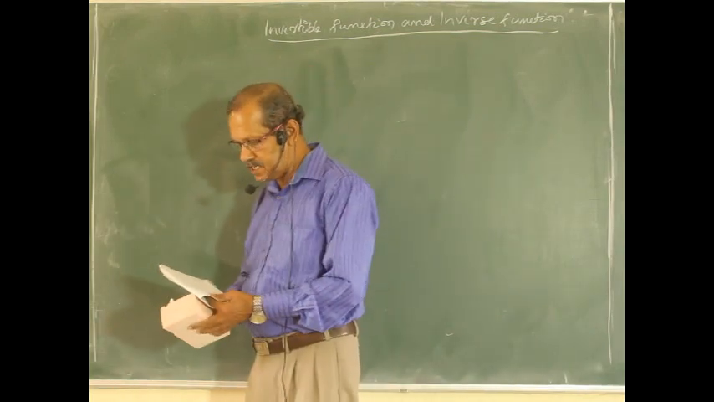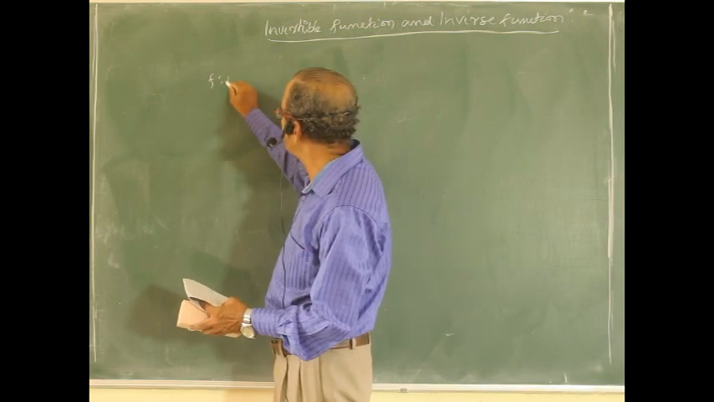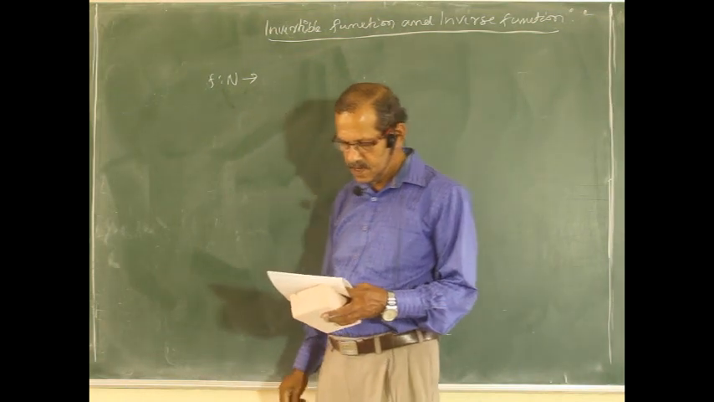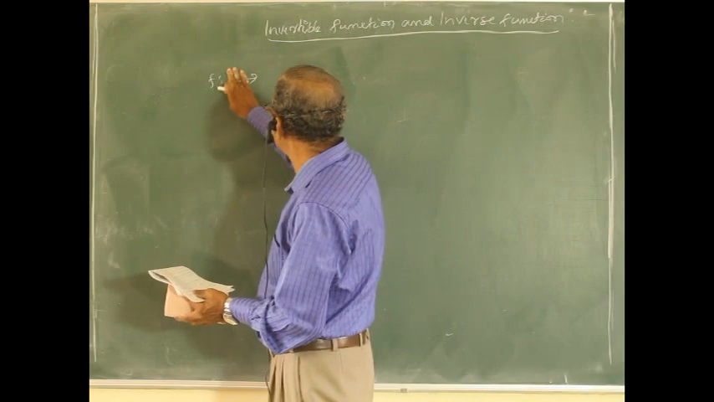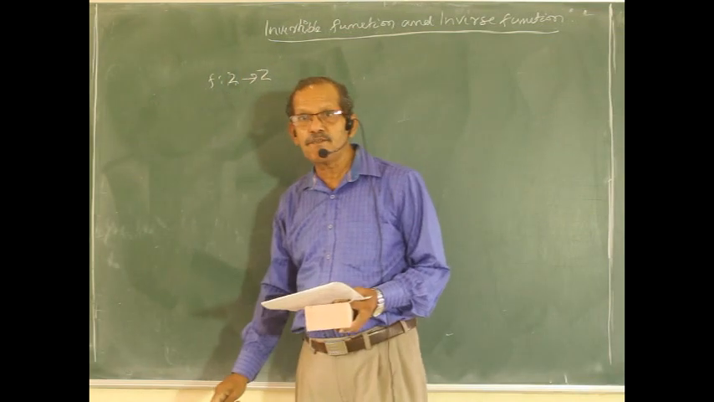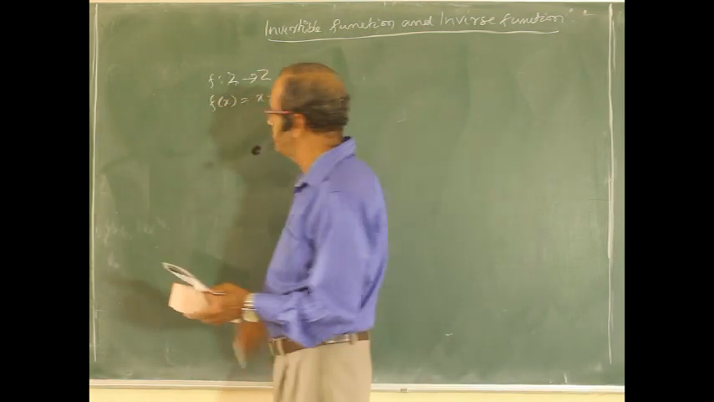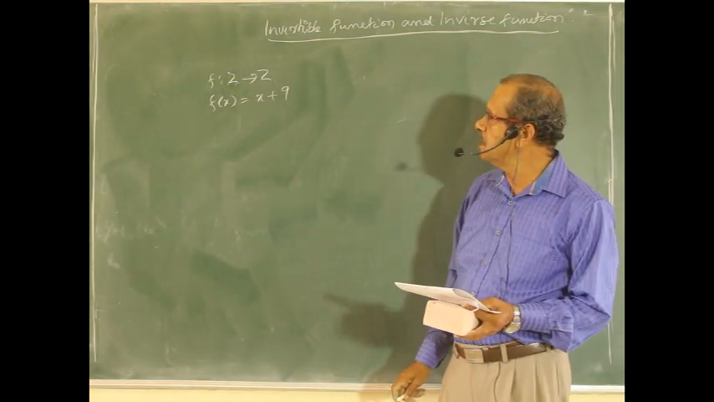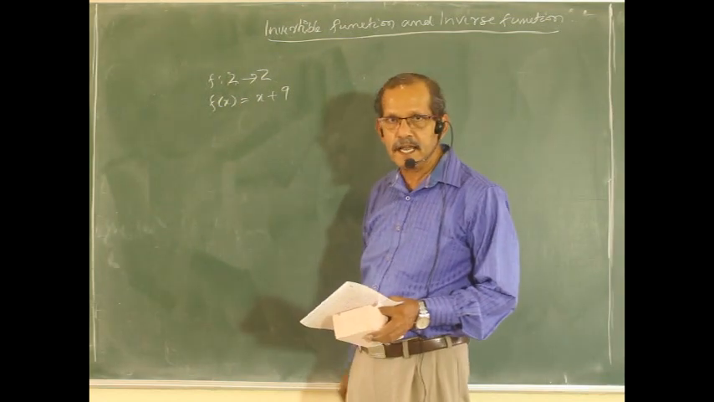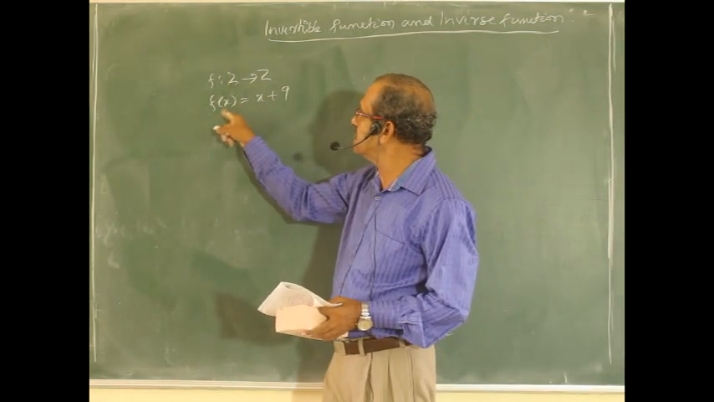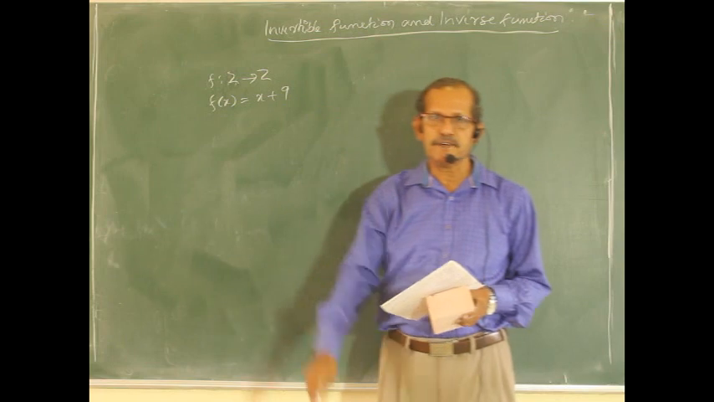As an example, we can give this one. Function f is defined from Z to Z, set of integers. F of x equal to x plus 9. Remember, function f is defined from Z to Z. F of x equal to x plus 9. Find whether this function is invertible. If it is invertible, find the inverse of the function.